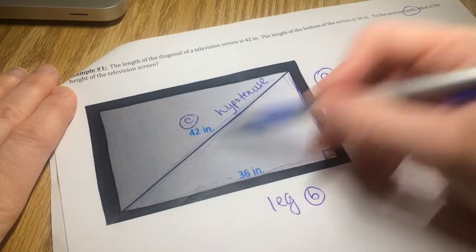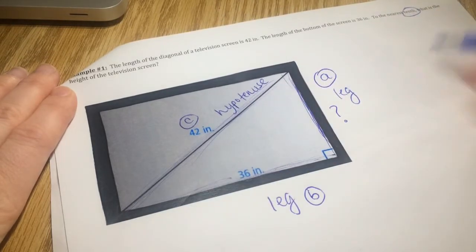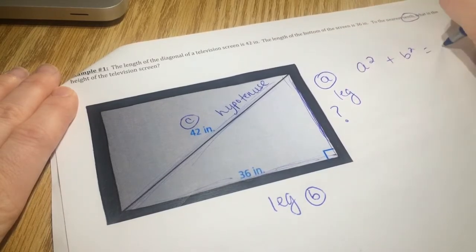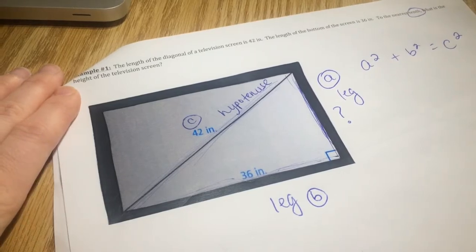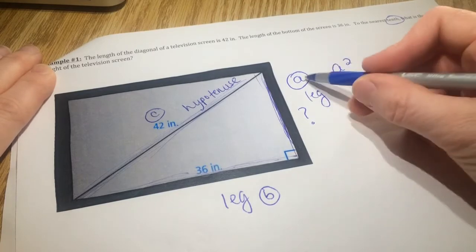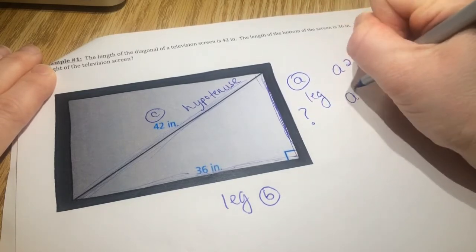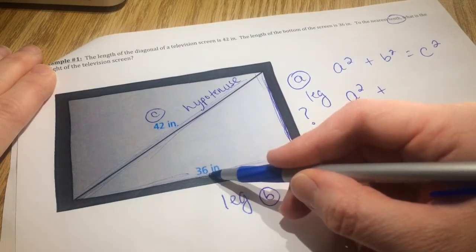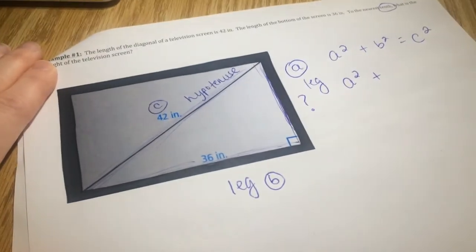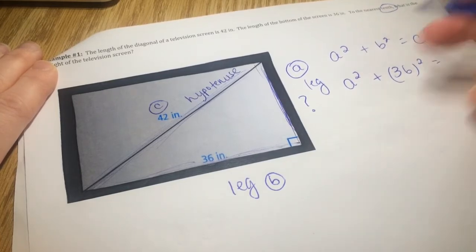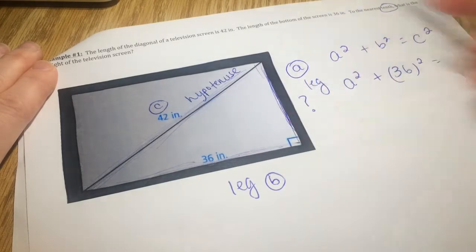Since we're talking about a right triangle, we're still using the Pythagorean theorem: a squared plus b squared equals c squared. Let's plug in what we know. We don't know what A is, so let's leave that. A squared plus B, which we said is 36 because that's this side of the triangle, so plus 36 squared. And then equals, this time we know C. C, they told us, is 42 inches, so 42 squared.